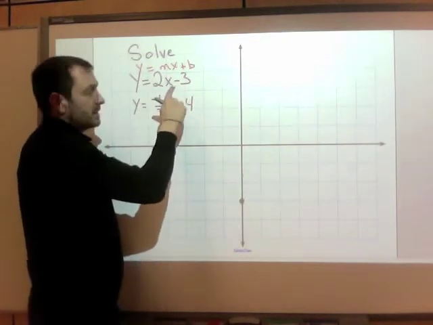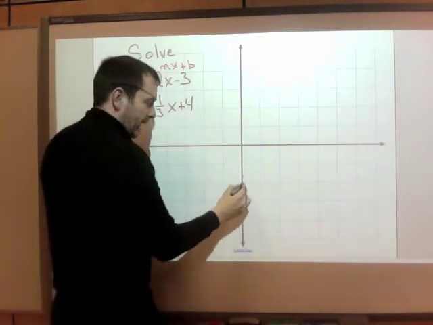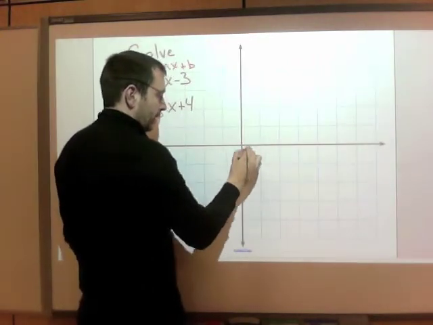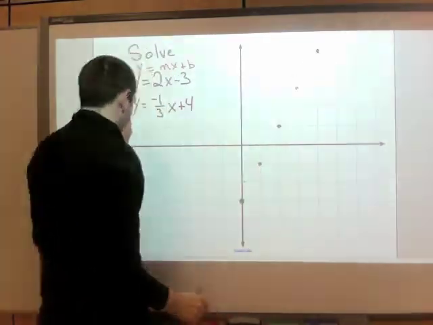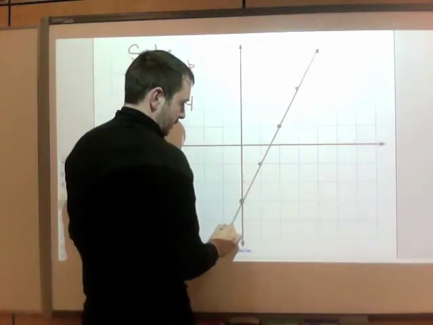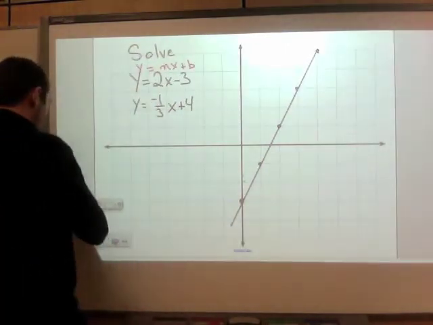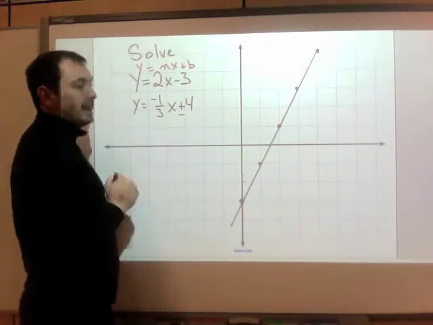The part with the x is the slope. So our rise over run is 2. So we're going up 2 over 1, up 2 over 1, up 2 over 1. And if you want now, you can connect those. There's our line.